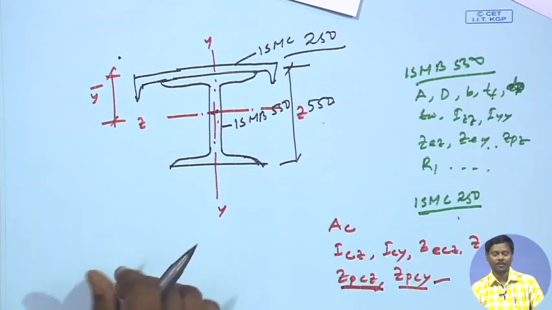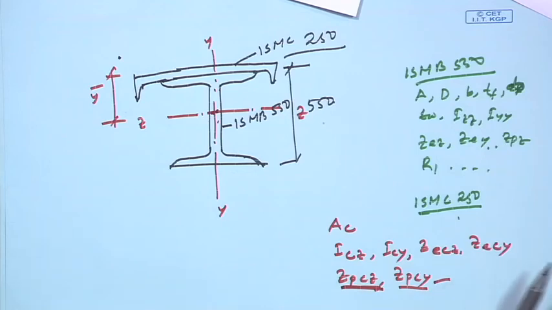Once we calculate all these properties, then what we will do? We will find out the design bending strength of the combined section about zz axis, about yy axis, and that has to be more than the maximum bending moment which we have calculated earlier about zz axis and about y axis. If it is not more, then we have to increase the section size and repeat again, and if it is more, then we can go ahead.